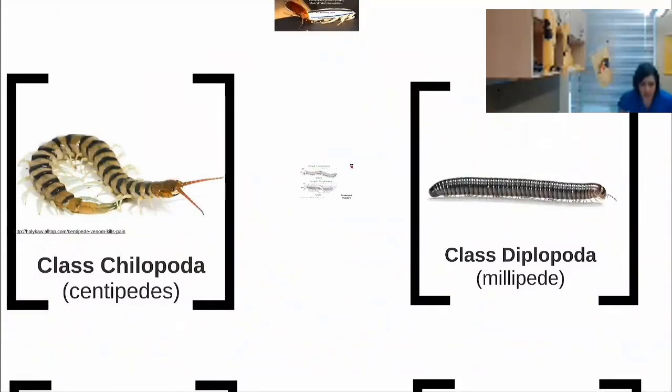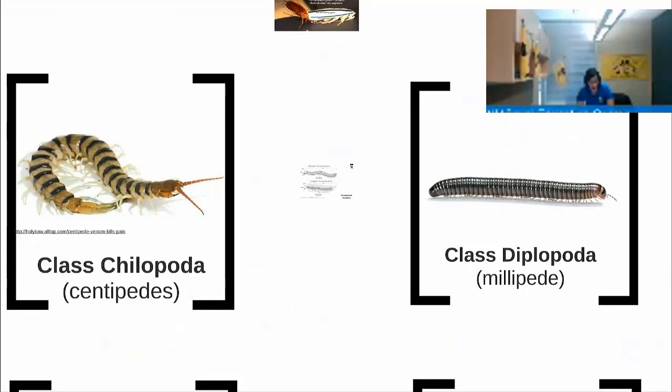Now, let's talk about our famous occasional invaders, the centipedes and the millipedes. What is the difference between the two? Well, the centipedes, oh, they're scary, huh? Especially because they have venom glands nearby their mouth. They can sting and they have a venom. It's not a lethal one, but it could be lethal for allergic people, young kids, and elderly. When they feel threatened, they might sting you.